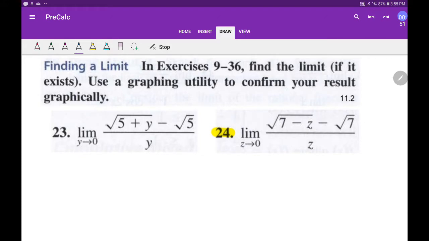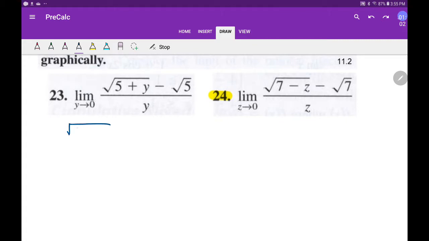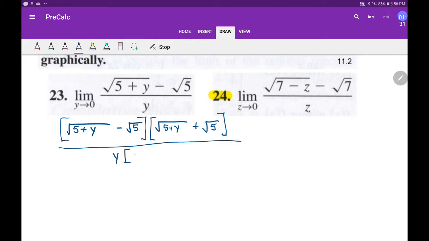So we're going to find the limit if it exists. And we can see right away, if I plug in 0, I have a big problem. So we're not going to do that. But we will say the square root of 5 plus y minus square root of 5. We can certainly rationalize that. We can say the square root of 5 plus y plus the square root of 5. And if I do it to the top, I really ought to do it to the bottom. Although, here's a tip, probably not going to actually do it. We're just going to line it up, because we're kind of hoping that something cancels.